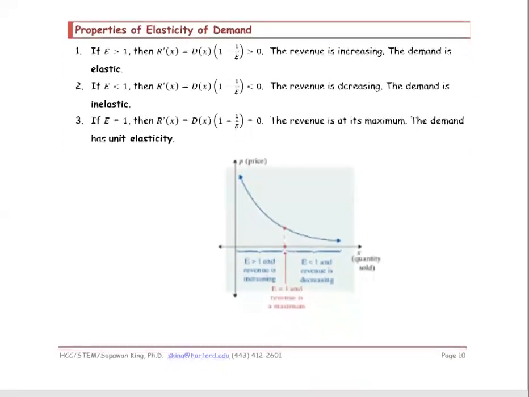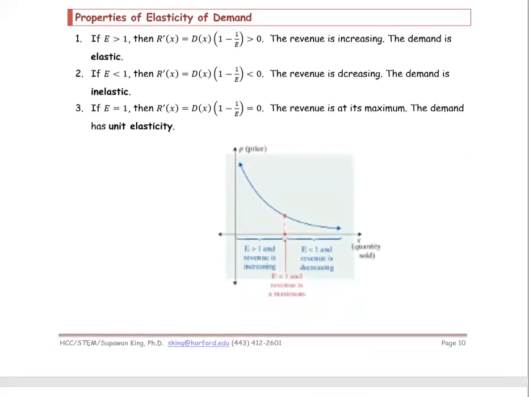So we can see the properties of elasticity of demand relating to R prime, the revenue function. As E is greater than 1, this quantity will be greater than 0. So D of X times a quantity greater than 0 makes R prime greater than 0. That results in revenue increasing, and we say the demand is elastic. For E less than 1, the quantity in the parentheses will be less than 0. So a quantity less than 0 times D of X, the R prime is going to be less than 0. That means the revenue is decreasing. This one, the demand is inelastic.